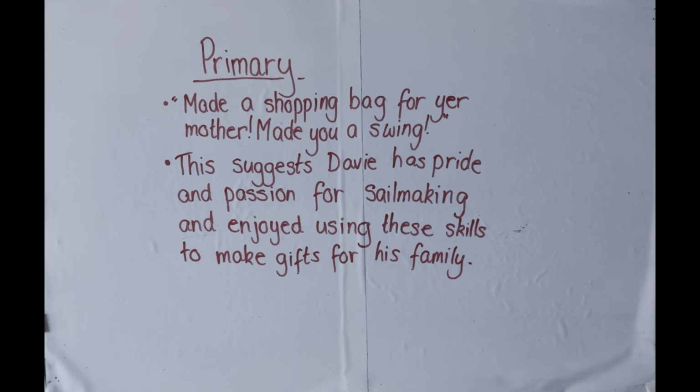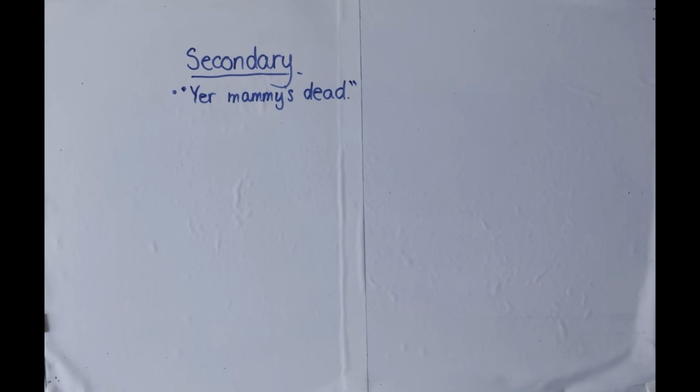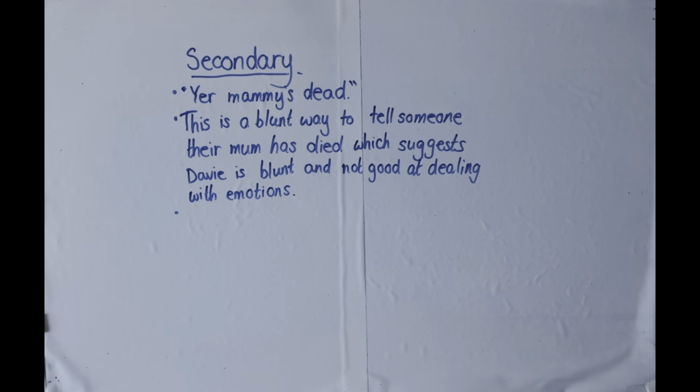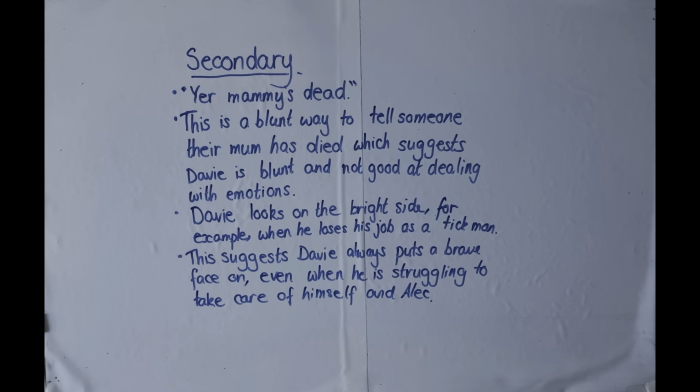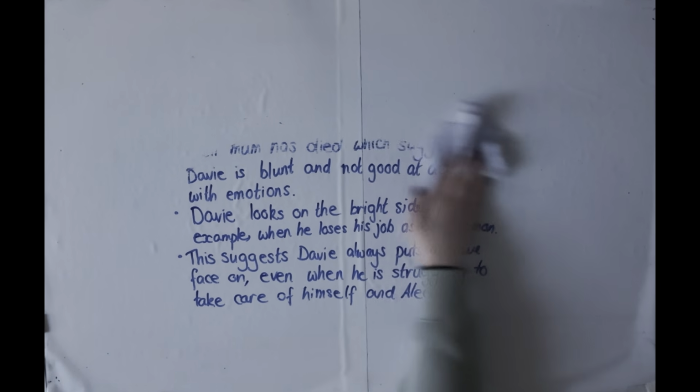And then we do secondary, so write down the heading. And then you need to have some examples. In this case, I've gone for "your mammy's dead." This is a blunt way to tell someone their mum has died, which suggests Davy is blunt and not good at dealing with emotions. And then you'll notice for the second example, I've done Davy is someone who looks on the bright side. For example, when he loses his job as a tick man. This suggests he's always putting a brave face on things, even though he's struggling to take care of himself and Alec.